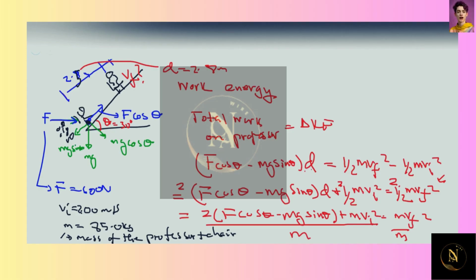So we had a professor that's being pushed up an incline, and the incline was at 30 degrees to the horizontal. The force being used is 600 newtons, and we have a bunch of kids that are pushing the professor up a distance of 2.5 meters at an initial speed of 2.00 meters per second.